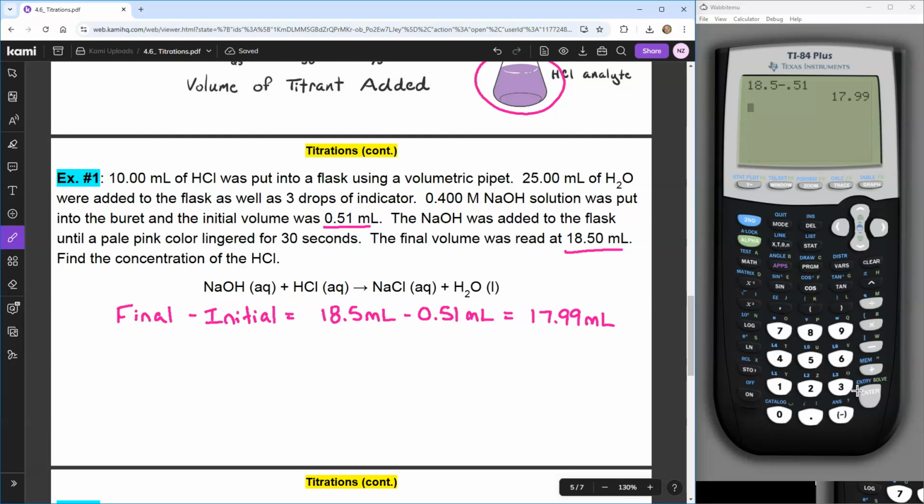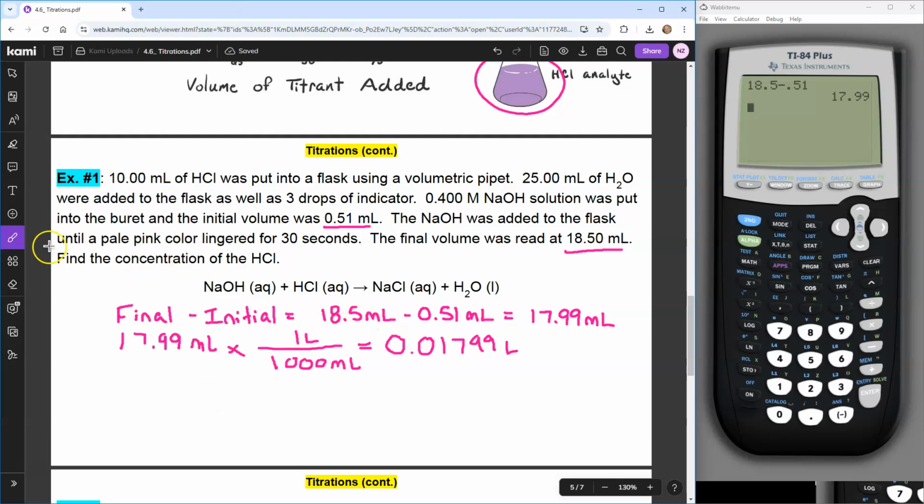All right, now of course we can't do everything in milliliters, so we have to convert it to liters. So to do that, we're going to take our 17.99 milliliters and we're going to set it up in a conversion. So there are 1,000 milliliters in 1 liter. So when I do that conversion, I get 0.01799 liters.